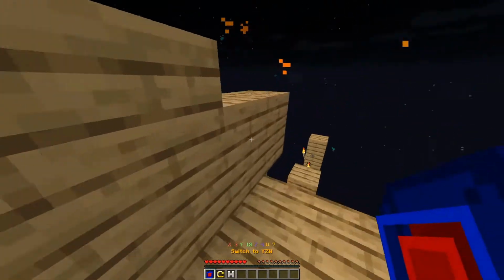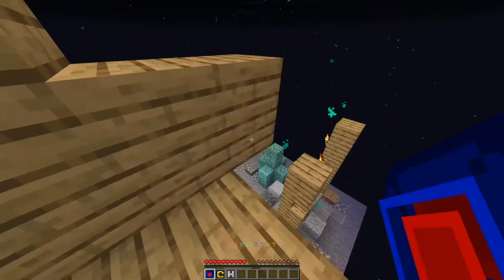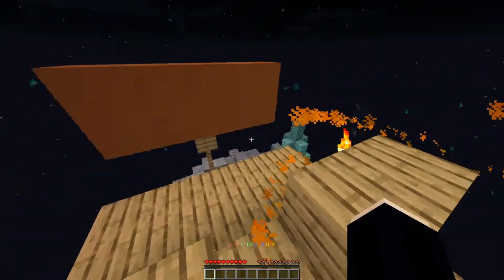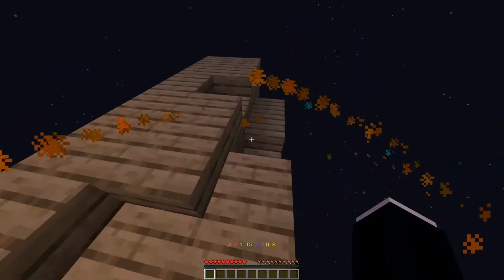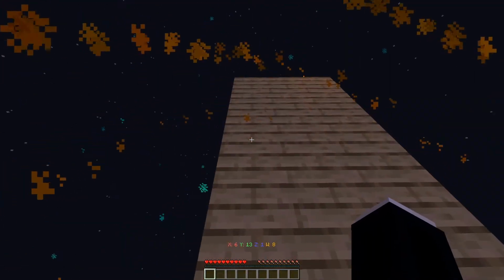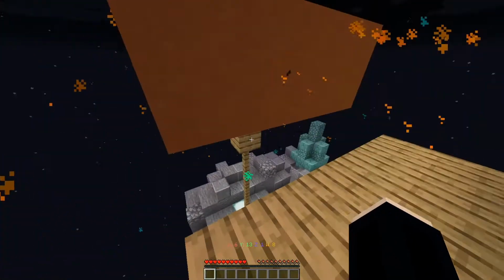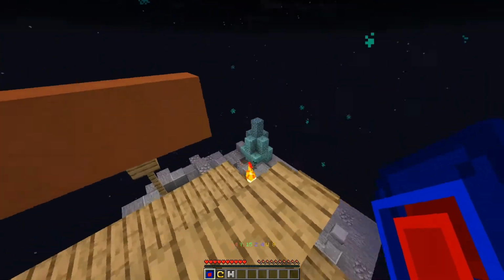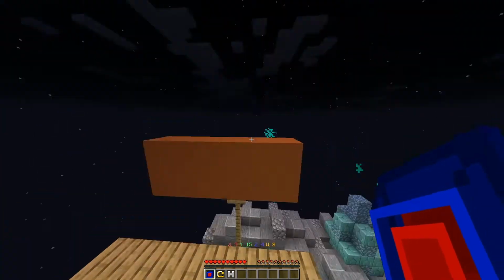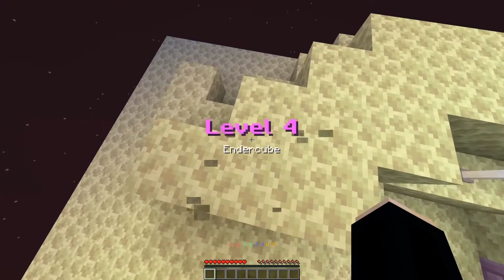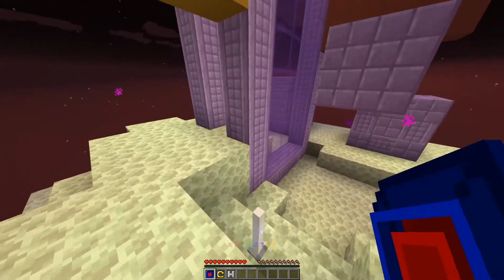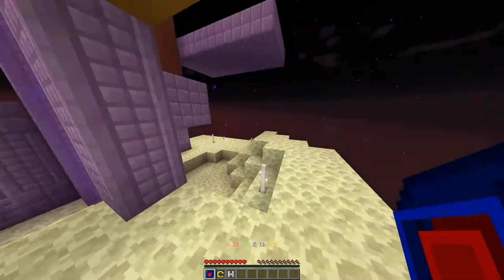Oh, hey. I gotta get past that though. Oh, there we go. So I need to find that orange wool. Because the exit is past there. I might be able to make that jump. Am I? Yeah. Yeah! Ender cube. So what's up with this?